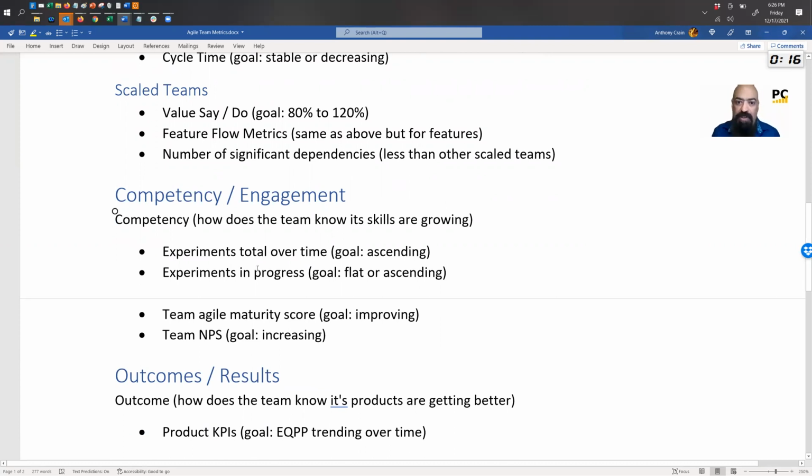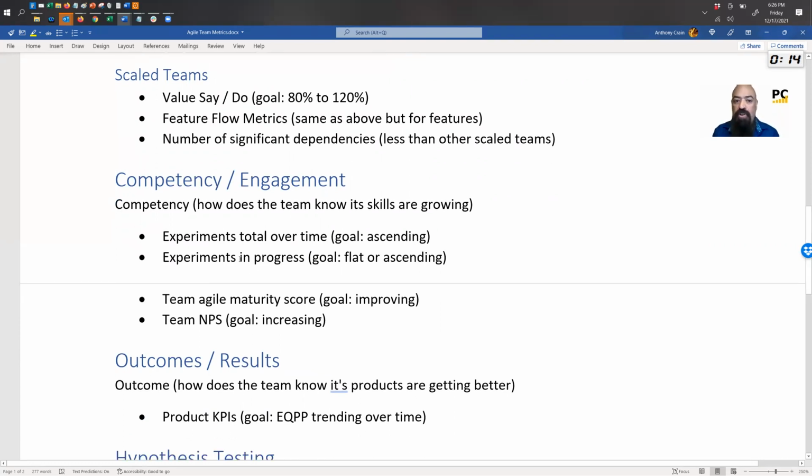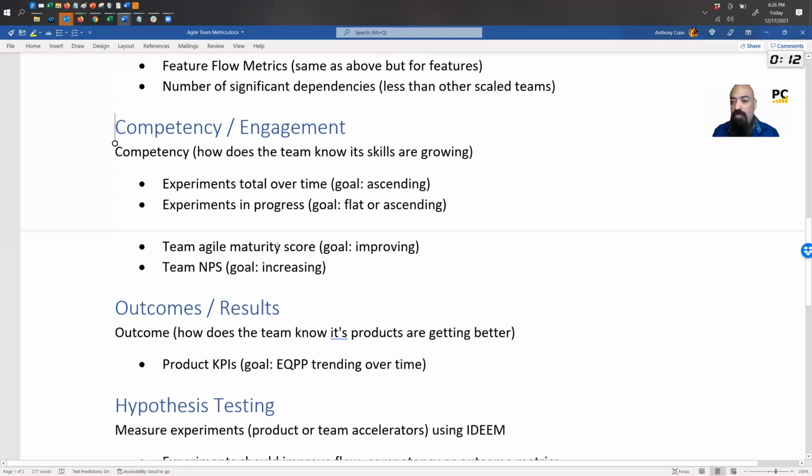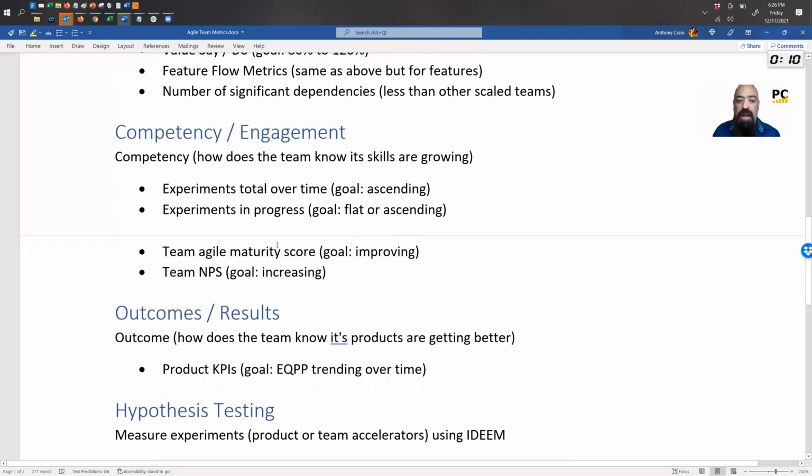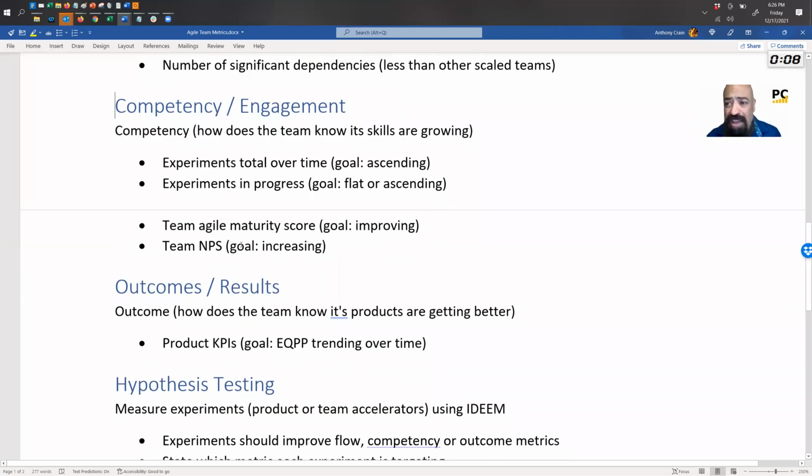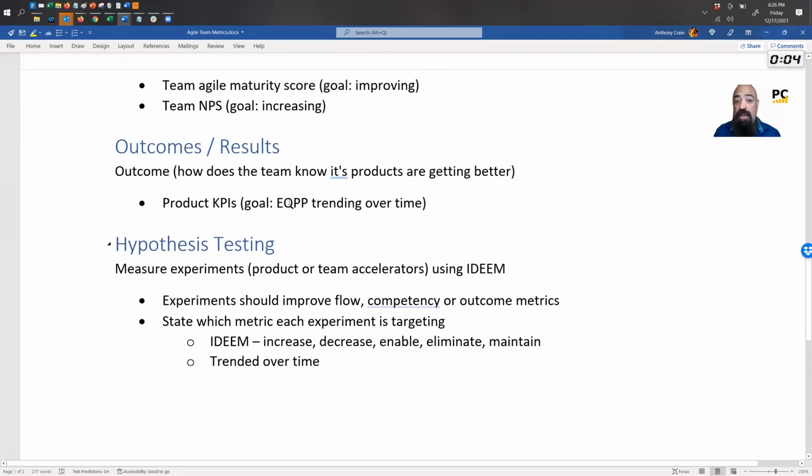So how many experiments are these teams running? And what is the impact of those? You can also do things like team agile maturity. That's like what SAFe likes to do. Or Net Promoter Score. Also, almost every coach has some kind of maturity assessment. And finally, with the outcomes, I do have an article on EQPP, and you can see my timer has just run out, so let me wrap it up.